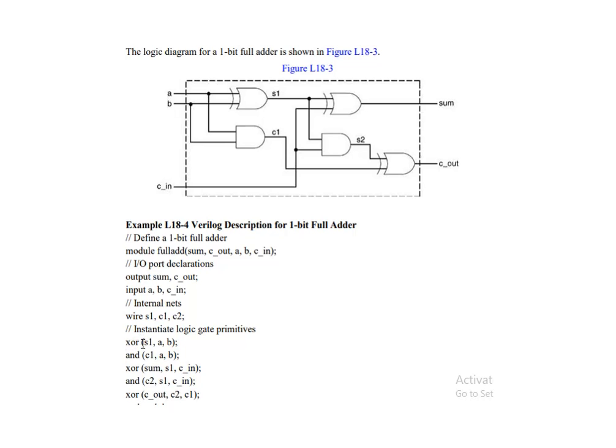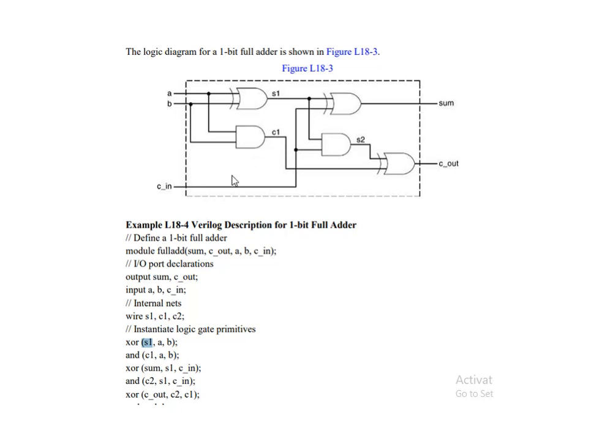So I have this XOR. Whenever I use predefined logic gate primitives, the first term will be the output. So S1 is the output, and the remaining two, A and B, are my inputs with respect to this XOR gate. Now with respect to this AND gate, C1 is the output and A, B are my inputs. Please remember, with respect to this gate, C1 is acting as an output.